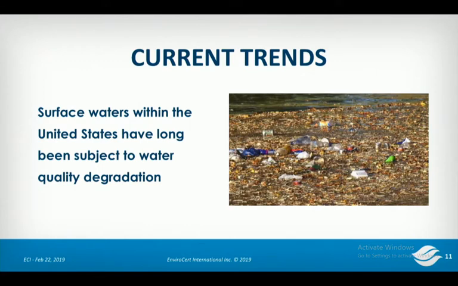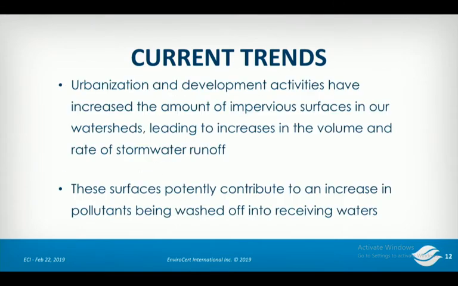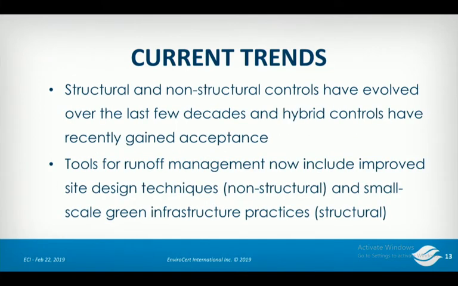Today, you'll see that U.S. waters, for the reasons I talked about in the past slides, have been subject to water quality degradation over the long run. Urbanization and development activities have increased the amount of impervious surfaces in our watersheds. That has led to increased volumes and rates of stormwater runoff. These surfaces potentially contribute to an increase of pollutants being washed off into our receiving waters.